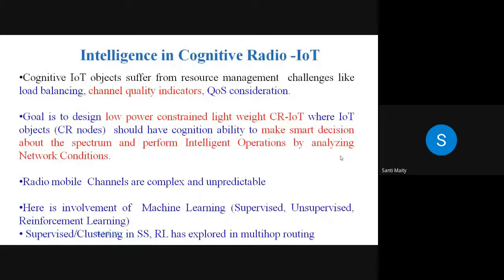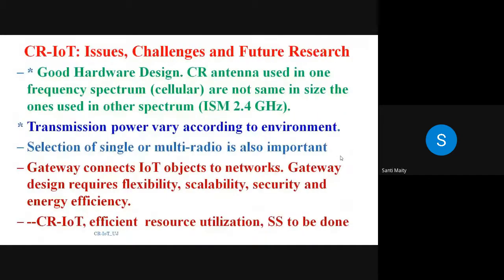So there are two benefits. The machine learning approaches study the radio environment in a better way, and the decision about whether the primary user is present or not can be optimally made. The radio environment map, what the coverage zone is, can be done by means of machine learning approaches. So I will conclude and we go for discussion. If you have any queries or questions on CR-IoT issues, challenges, and future research.